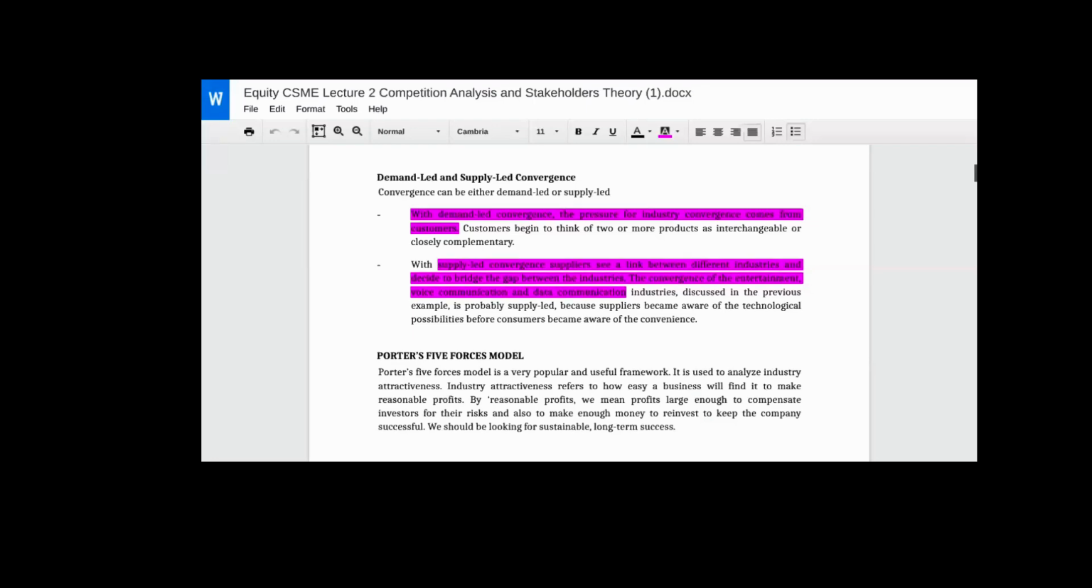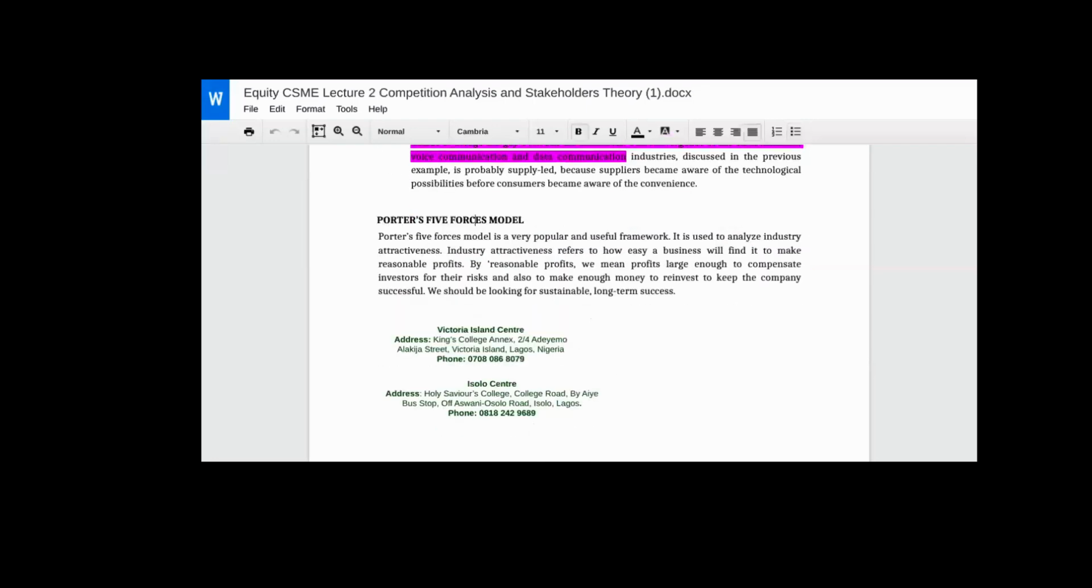So having looked at all these preambles, now it permits me to move to the Porter 5 forces model. The Porter 5 forces model is a popular and useful framework.